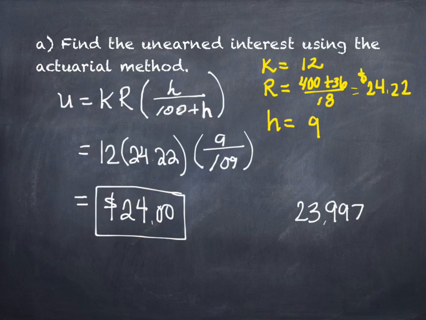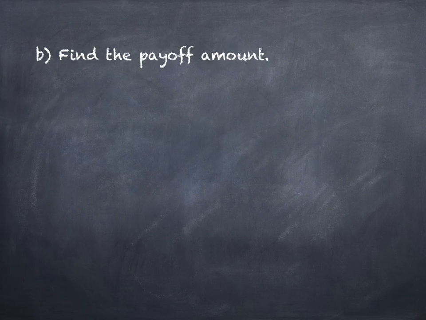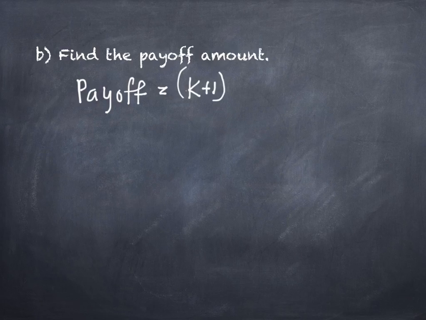Okay, let's take a look at Part B then. Part B wants us to find the payoff amount, and you had a formula on how to do that as well. What is the payoff formula? K plus 1 times R minus Q. Awesome. And we know all of those pieces of information, don't we?